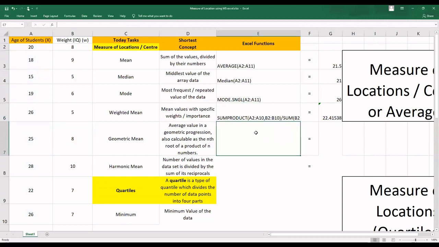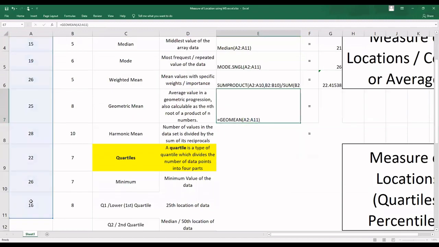So next is geometric mean. The geometric mean formula is very easy, and the concept is the average value in a geometric progression, also the nth root of the product of n values. We usually use this kind of average for percentages, ratios, and proportion data. So type equals GEOMEAN, and select the x values, which are here. Just press enter, and you will get the answer.